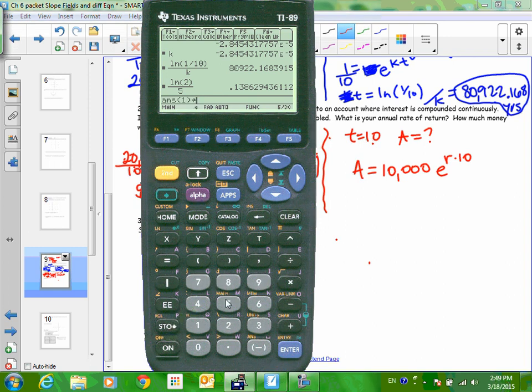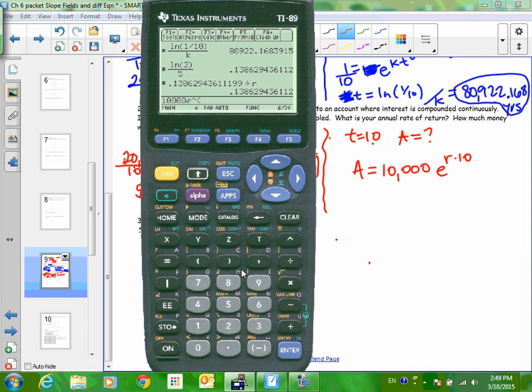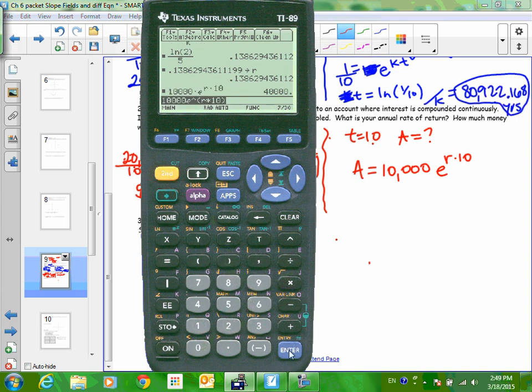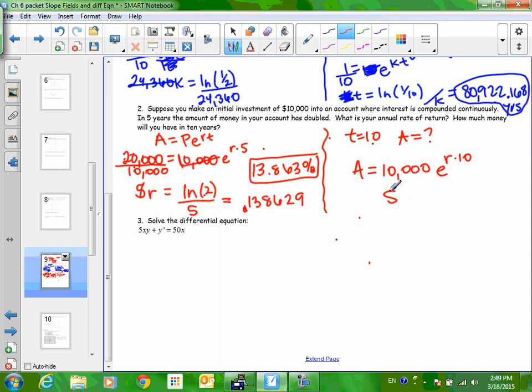All right, everybody else who has their calculator, let's go ahead and store that in. And you can use alpha K again. You could use alpha R. It doesn't really matter. And so then we're going to type in 10,000 E, so second X is E, and then to the power of alpha R times 10, or we can type in 10R. And we get an even 40,000.